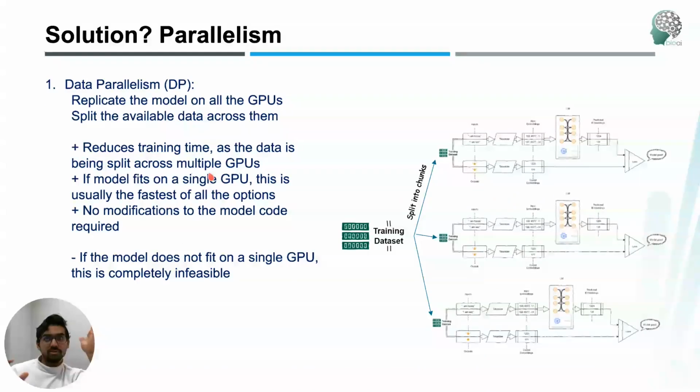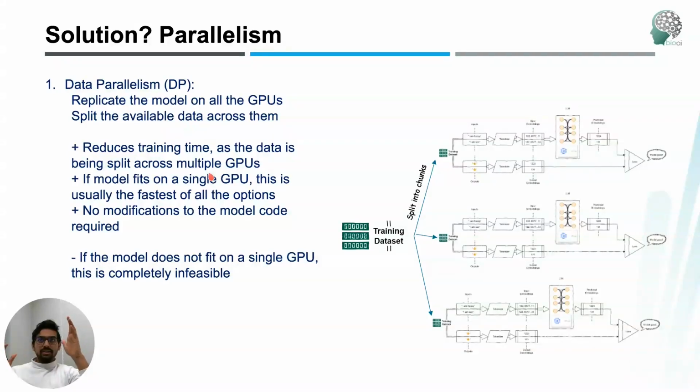So let's see what's the solution to this memory problem. And like most other things in computer science, the solution is parallelism. We'll just look at multiple different modalities of parallelism that have been tried and are currently working really well. So the first one is data parallelism, and what it basically means is that you take the training data set and then split it into chunks and distribute the data to different GPUs.